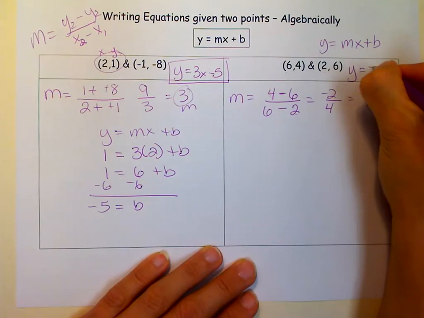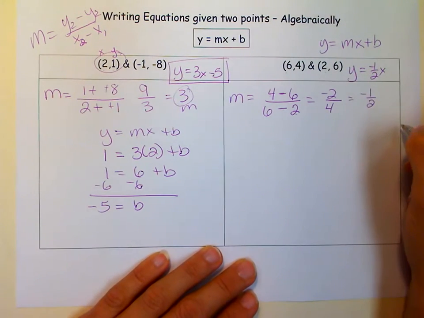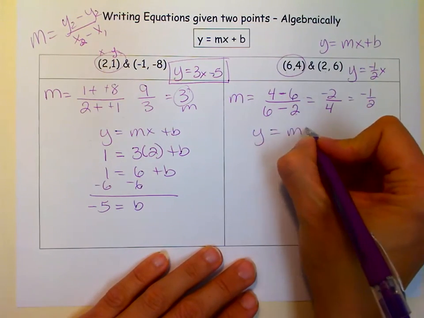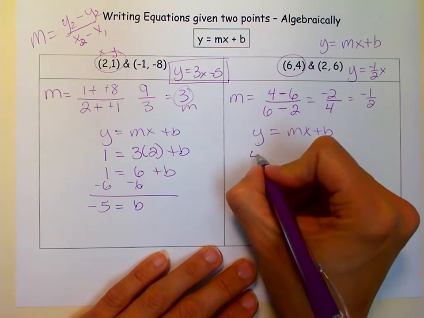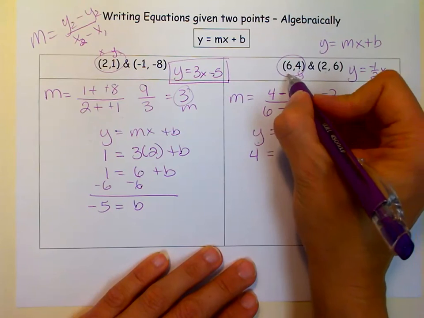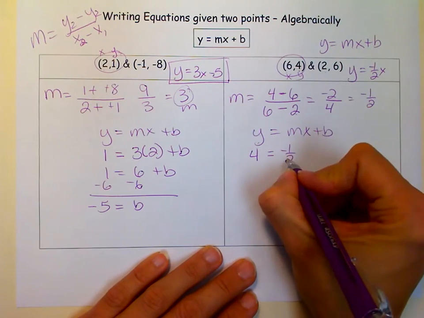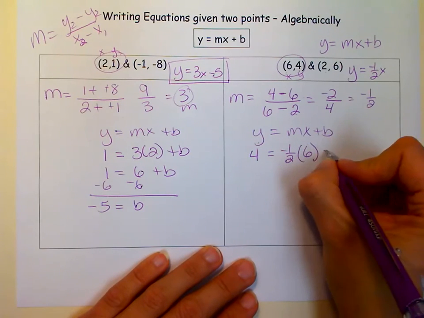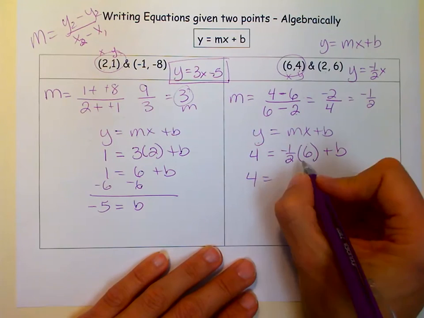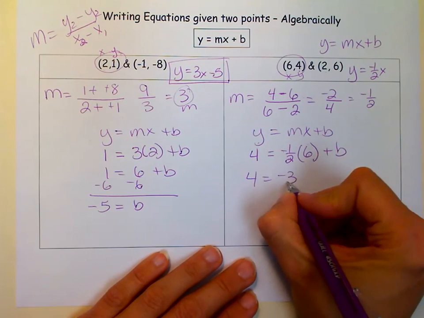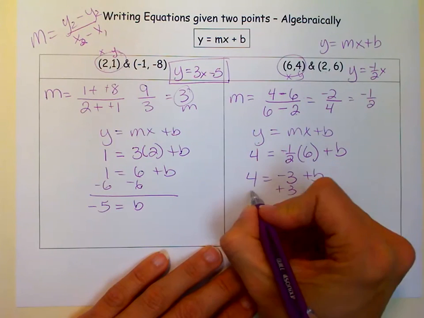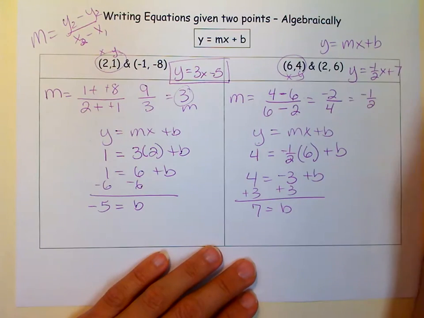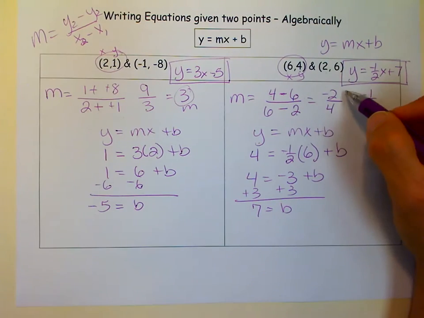So I know my equation is y equals -1/2 x, and I've got to find my b. So I'm just going to pick this point. So I'm going to do the y equals mx plus b again, remember? Where I'm going to substitute 4 for y, because y was 4, and that's my x and my y, then equals m times x plus b. And then I simplify. Half of 6 is 3, and that's a negative, so it's a -3. I'm going to add 3 to both sides to get b alone, and I get 7 equals b. So I go over here, put plus 7, and that is the equation that goes through these 2 points.